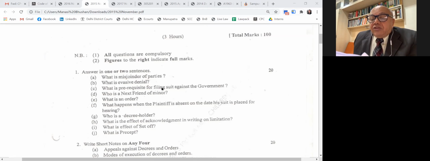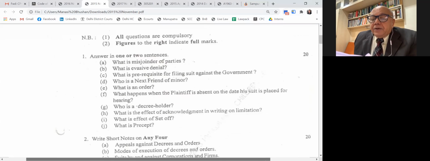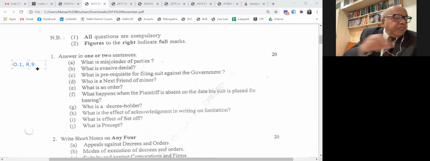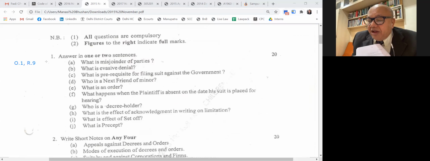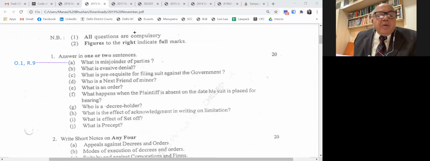Okay. Now next question. Now we are coming to November 2015. Question: What is misjoinder of parties? Misjoinder is dealt with under Order 1, Rule 9 CPC. Misjoinder, non-joinder, necessary parties. Who are necessary parties? There are two types of parties, no? Necessary parties and, can anyone say? Proper parties. Yes, proper parties. Proper parties need not come on record. Proper parties and necessary parties. Necessary parties must be there.